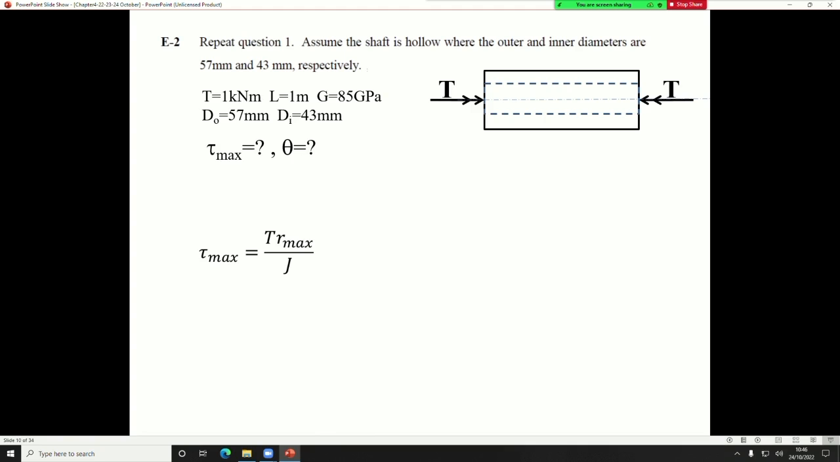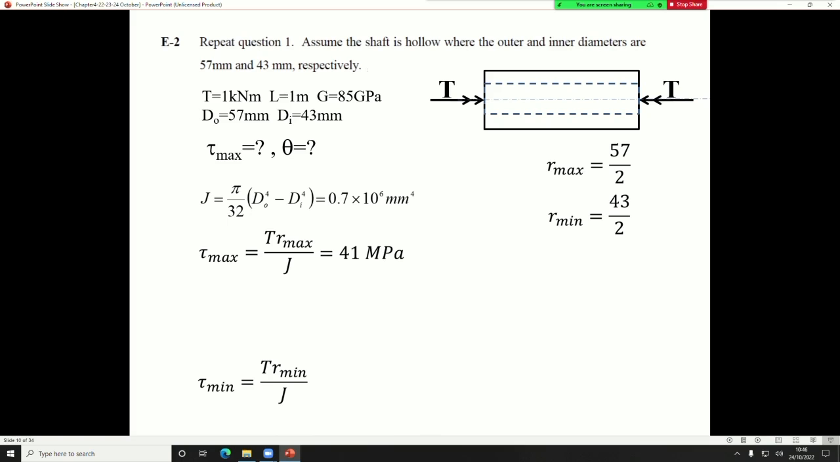57. Excellent. 57 over 2 is R max. So I substitute the value of J. How do I find J? J is equal to pi over 32, fourth power of outer diameter. That's absolutely correct. So it gives us 0.7 times 10 to the power of 6, 4th power of millimeter. I substitute the values. So it gives me 41 megapascals.